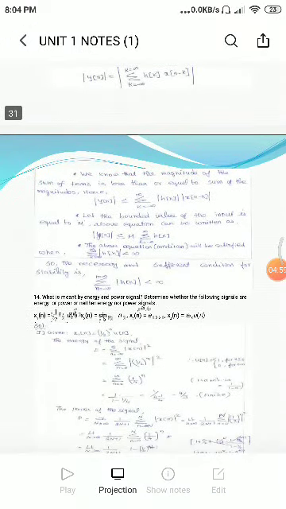Up to this point, we have completed the example problems, sampling and quantization. In the next class, we will see some more example problems.